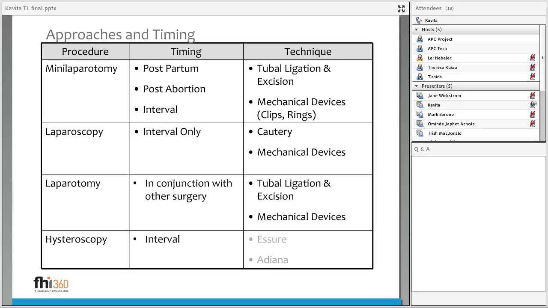Tubal ligations can also be done at the time of other surgeries, such as cesarean delivery, and that's usually with a bigger incision that's done for that other procedure. And tubal ligations have been done using hysteroscopy, which uses a tube inserted through the cervix to visualize the uterus and visualize the tubal ostia from within. However, the devices which were previously used, Essure and Adiana, are no longer available and were never available in low-resource settings to any great extent.